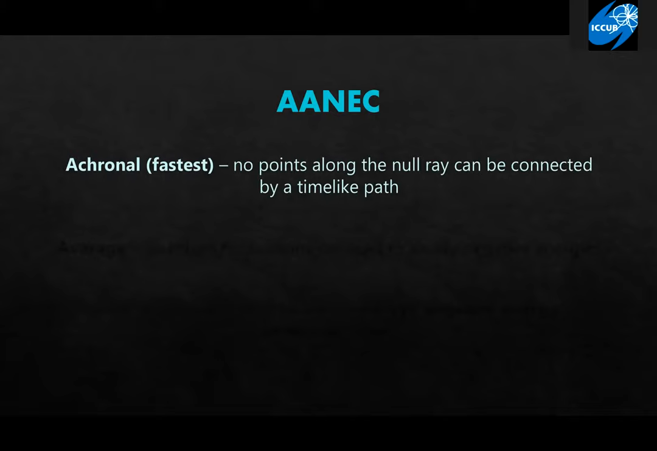So let's figure out what the two A's stand for in other words. The achronal, or fastest, just means that our null ray cannot have any points along it that can be connected by a timelike path. Or in other words, there cannot be any timelike shortcut along this null ray. The null ray has to be the fastest possible way for you to get from point A to point B.